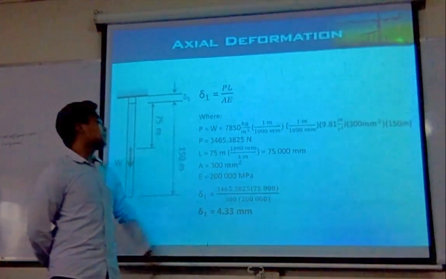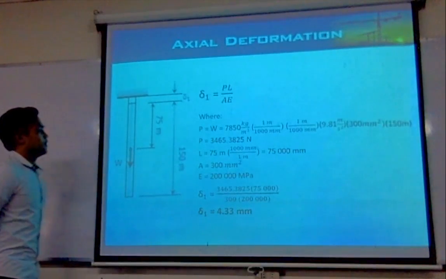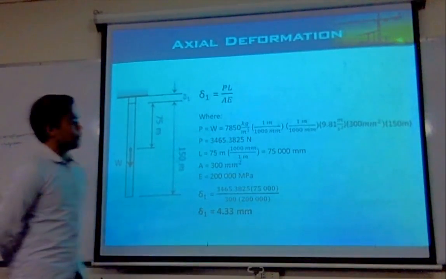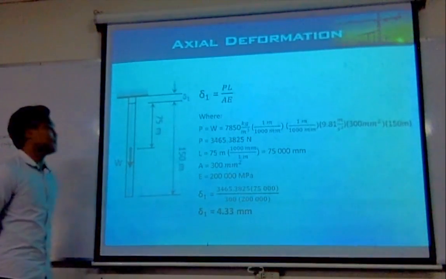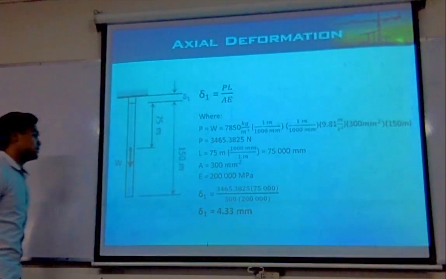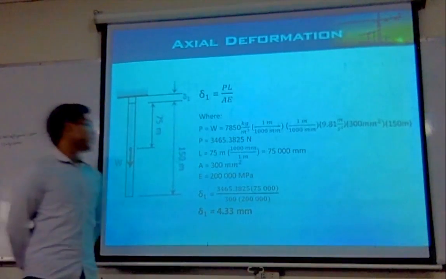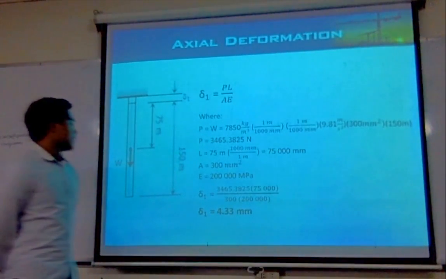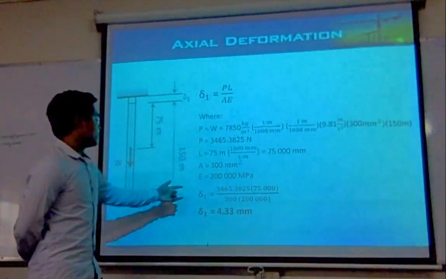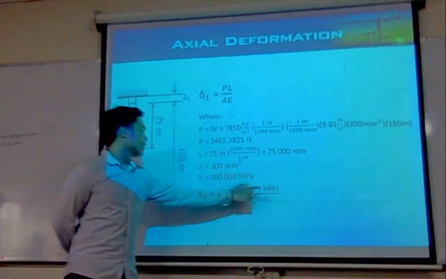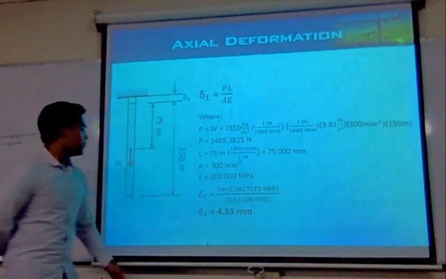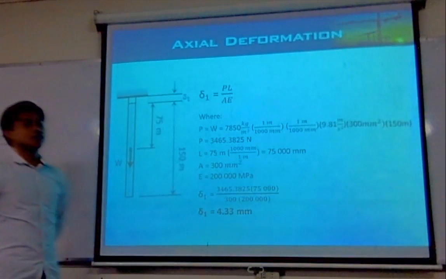So we get 3465.325 newtons. And for its length, we must convert it into millimeters, so we just multiply by 1000 because that is the relationship between meter and millimeter. And we have the cross-sectional area, which is 300 millimeters squared, and the elasticity, which is 200,000 megapascals. And we solve for the first elongation, the force multiplied by its length over the area multiplied by its elasticity, and we get 4.33 millimeters.